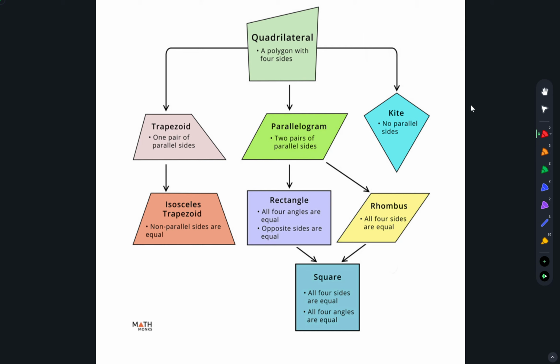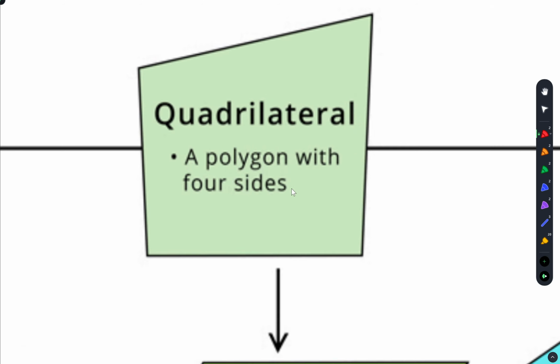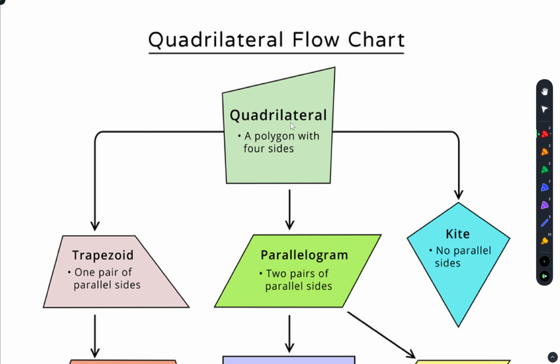Let's start off by taking a look at this, the very first page in your packet. I want to look at this diagram. What we're going to do today is graph quadrilaterals and then classify them as all these other different shapes that we've learned about. Quadrilateral is the most basic of our shapes. It's literally just any shape that has four sides. So everything that we talk about is a quadrilateral.